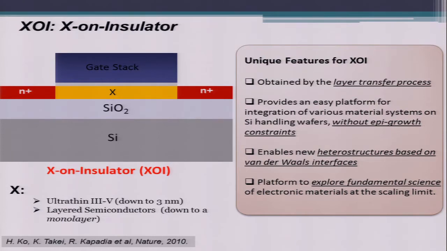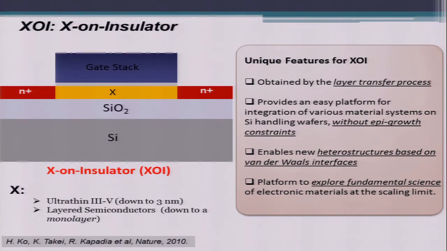In the case of layered chalcogenides, you heard a little bit from Sapan, we can do it down to a single monolayer. So this is a platform that we're exploring at Berkeley. And there are a number of advantages or features enabled with this approach. One of them is that you're integrating your materials through a layer transfer process rather than direct growth. So that really simplifies the processing and the integration of the materials.